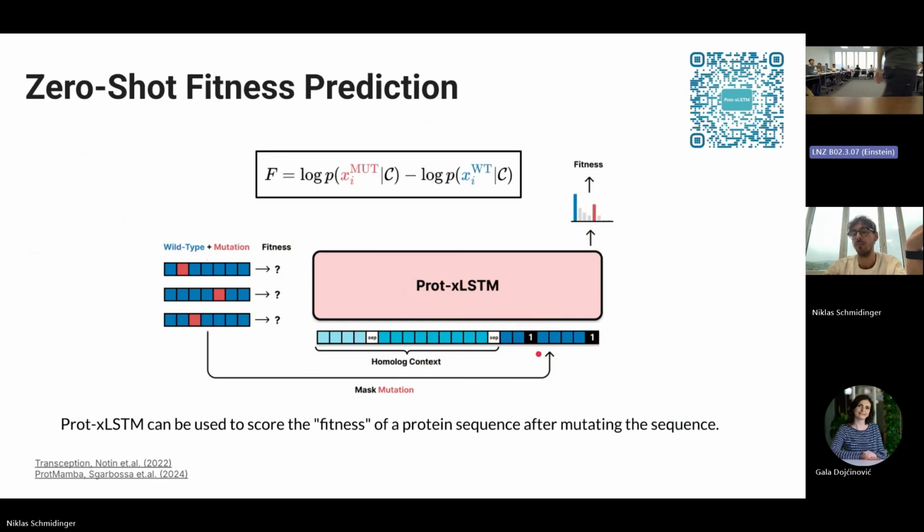So this is kind of like a retrieval augmentation. And then you mask out the position where you want to know the fitness. And then you correlate this to real lab results. So you can use basically an in silico, or in a computer, evaluation of how fit this protein would be. And this is used a lot for protein design, or if you want to optimize some proteins.